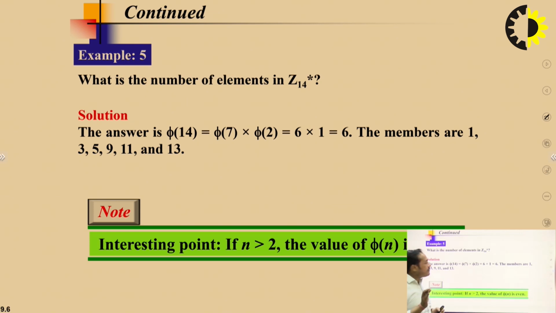So you can calculate the value of n. Then on the basis of that, you can justify how many numbers will occur in Z14. So a total of 6 numbers occur.